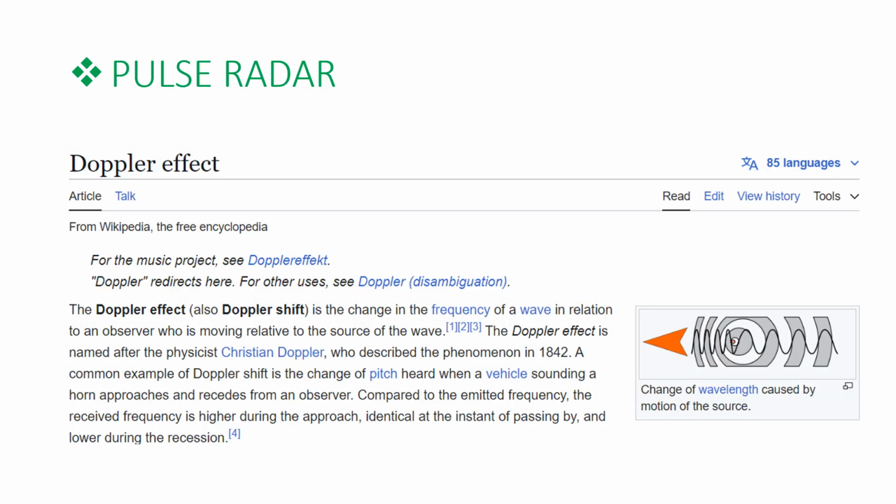The Doppler effect refers to the change in the frequency of a wave when there is relative motion between the source of the wave and an observer. In the context of our radar, when a target moves towards the radar, the frequency of the reflected signal increases, which is compression of waves. When a target moves away, the frequency decreases, which is stretching of waves. This frequency shift helps us to calculate the velocity of the moving target.